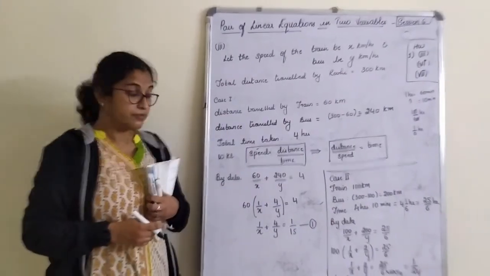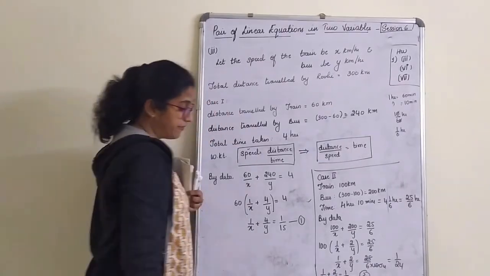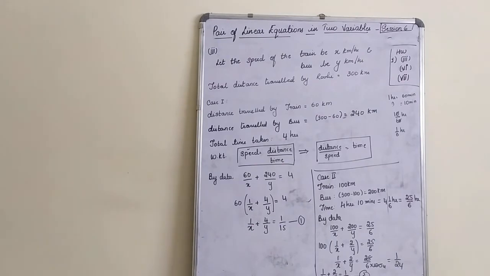So the equation is 1 by x plus 2 by y is equal to 1 by 24. This part is not clearly visible. You understood here, right? 1 by x plus 2 by y is equal to 25 by 6 into 100. I will write the equation neatly: 1 by x plus 2 by y is equal to 1 upon 24 is your second equation.